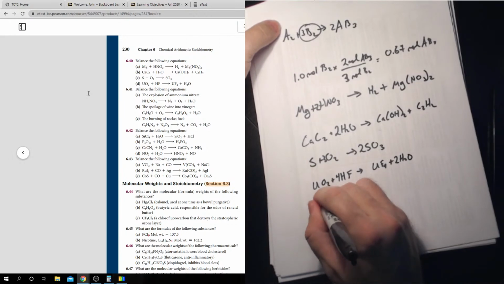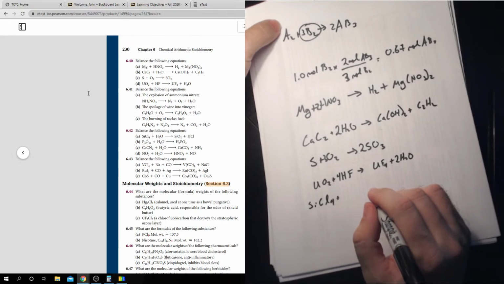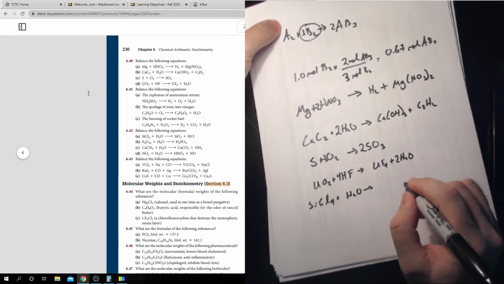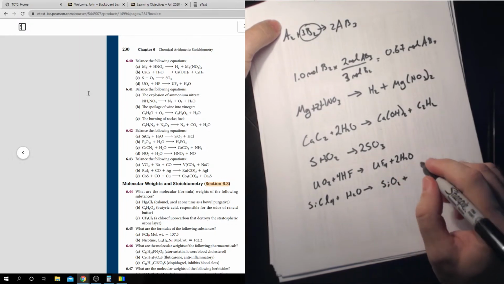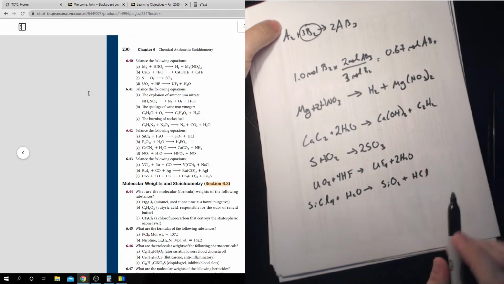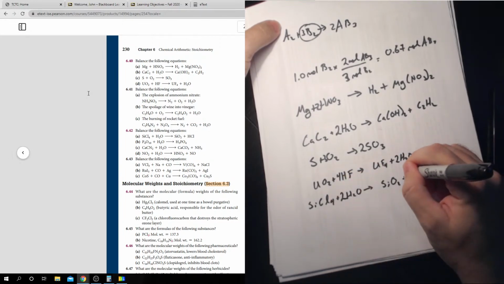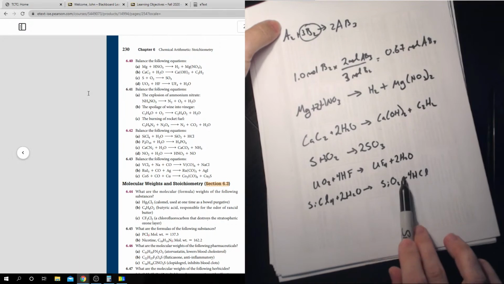Silicon tetrachloride plus H2O yields SiO2 plus HCl. 2 of those, but no, we'll need 4 of those. So we'll need 2 of those. Yep, just 2 and 4. And that balances it. Because now we have 2 oxygens, and we have 4 chlorines, and we have 4 hydrogens.